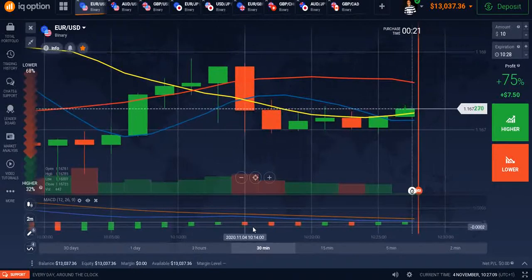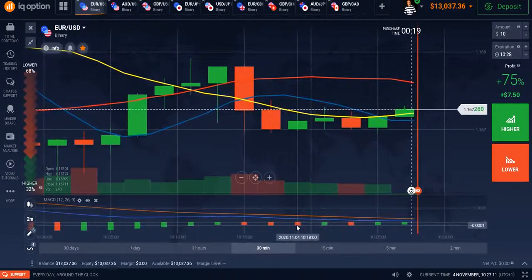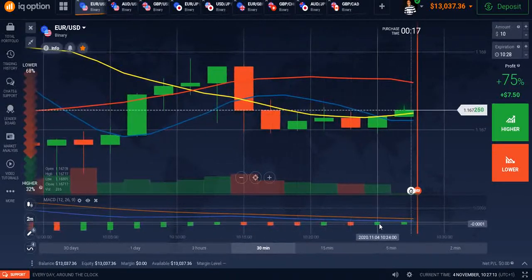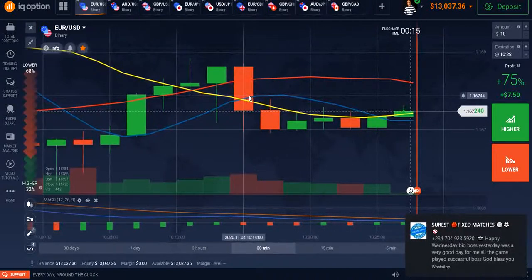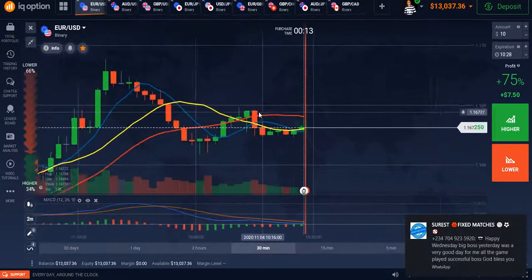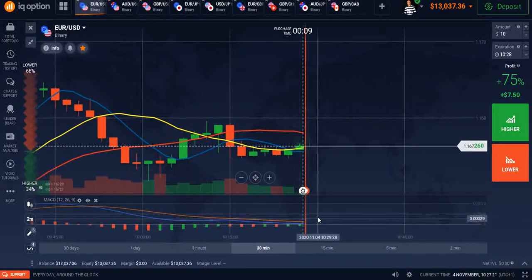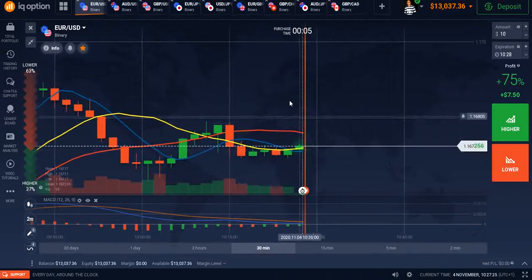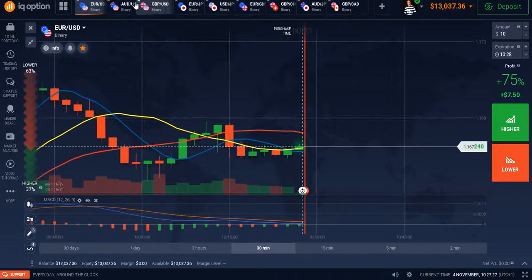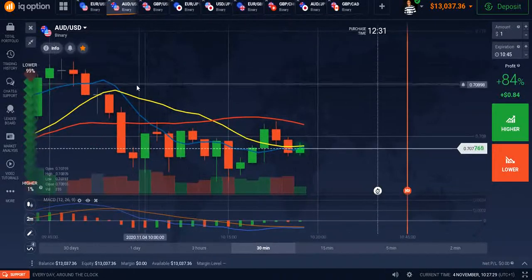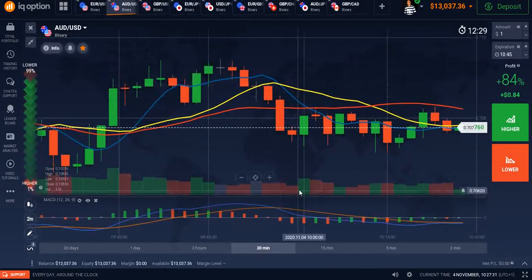Everything was below the 0 line. You can see it was below it. So what you have to do here is wait for a confirmation before you place your trade. Wait for this one to cross over the 0 line up, then wait for the blue to cross over it. But let me try to find a good one for you. Let's look at this one too.